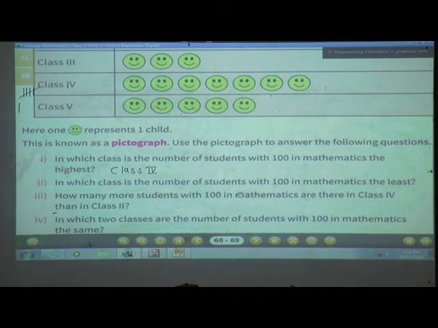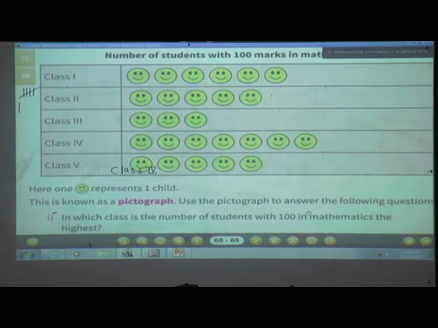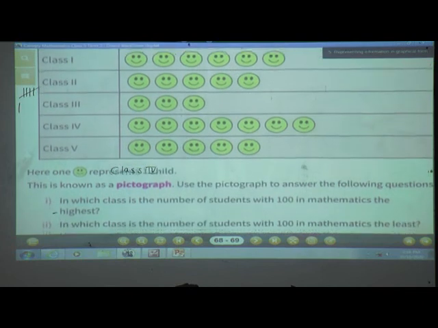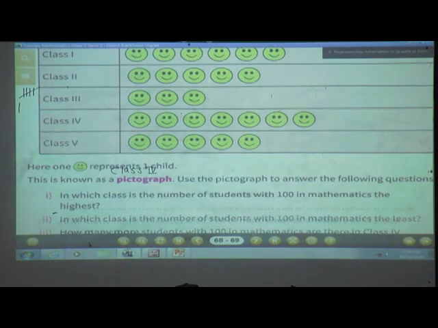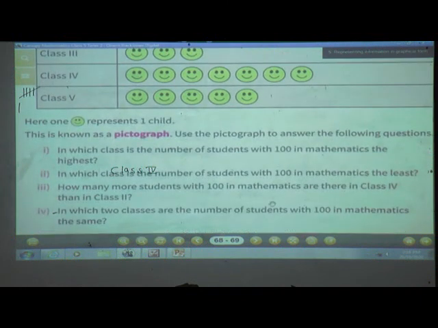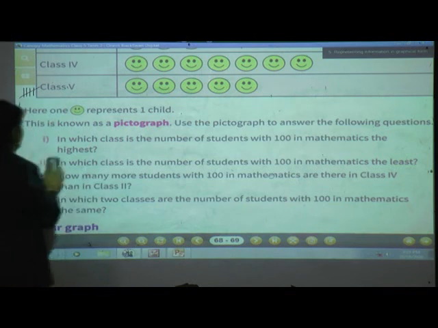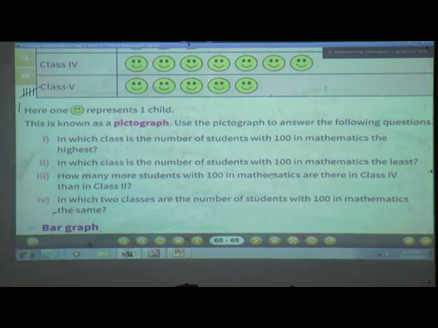Now, in which class is the number of students with 100 in mathematics the least? See the pictograph carefully, students. Yes, in class 3 it is the least number of students, isn't it? Now you can write here class 3. Okay, so write in the textbook class 3.